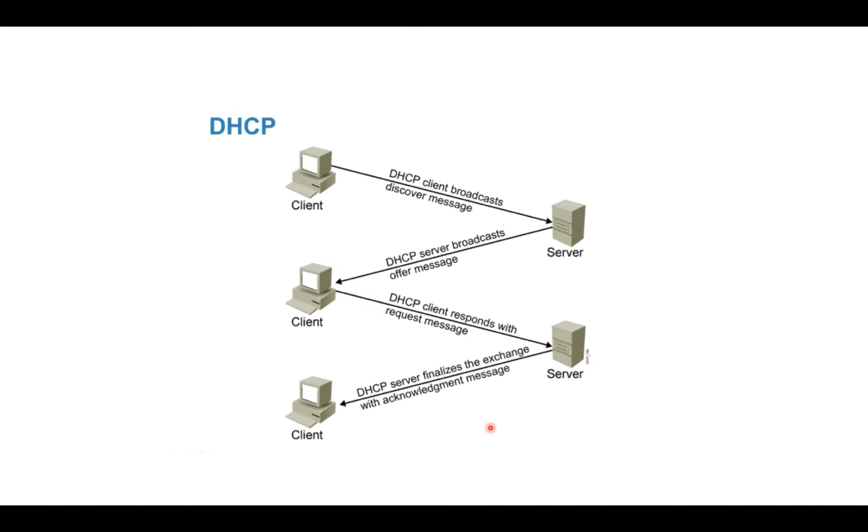DHCP. DHCP means Dynamic Host Configuration Protocol. With the DHCP protocol, clients get their IP addresses from a server, so you don't have to write the IP addresses for each of them. It also assigns default gateways. We will see them later.